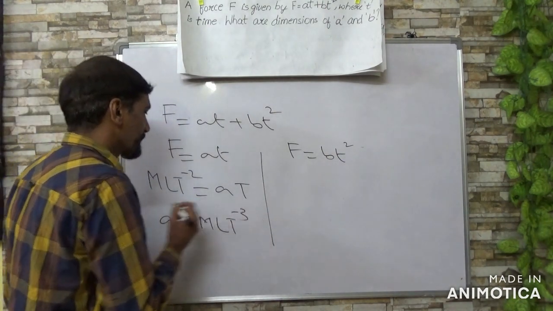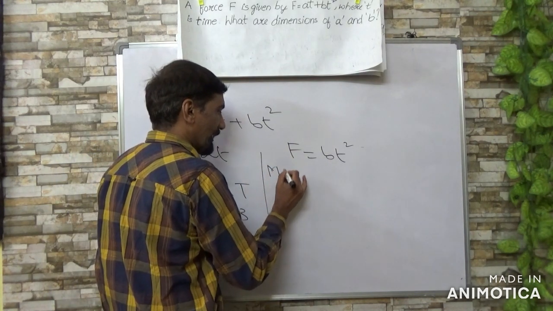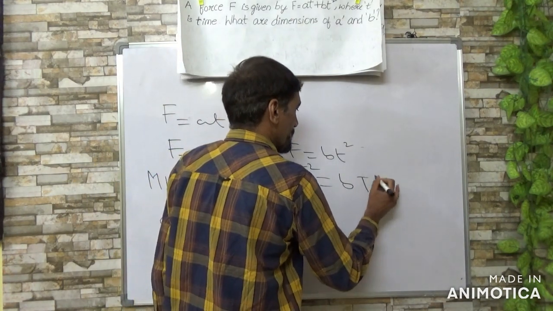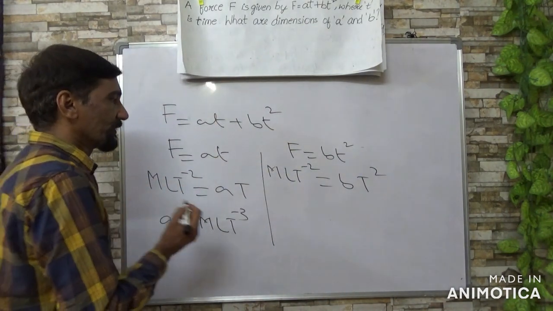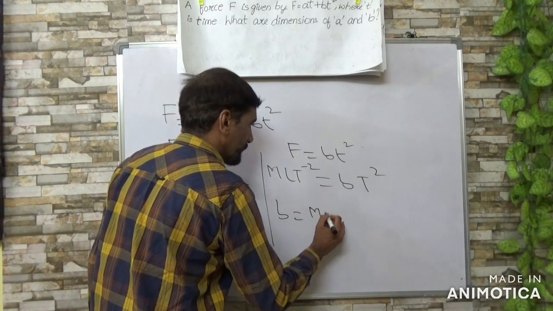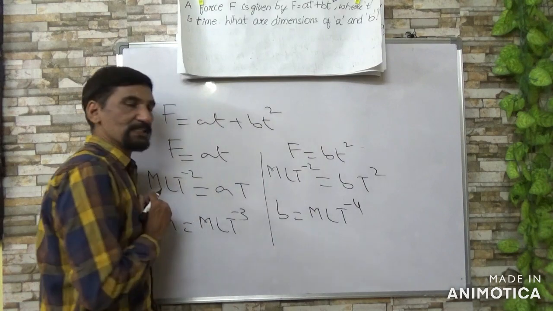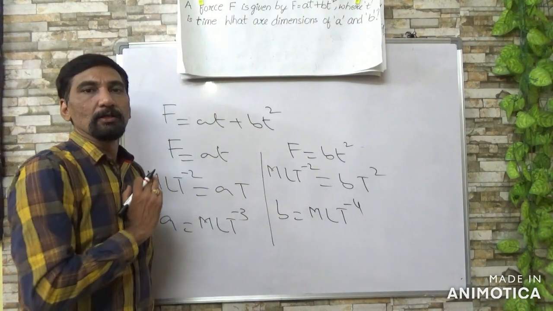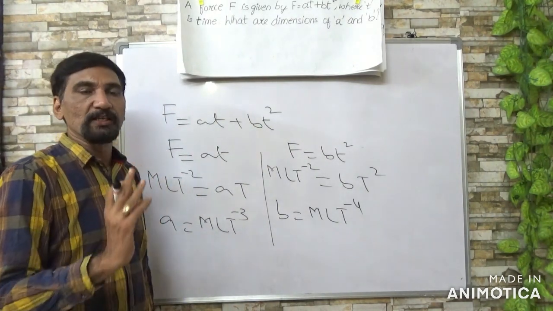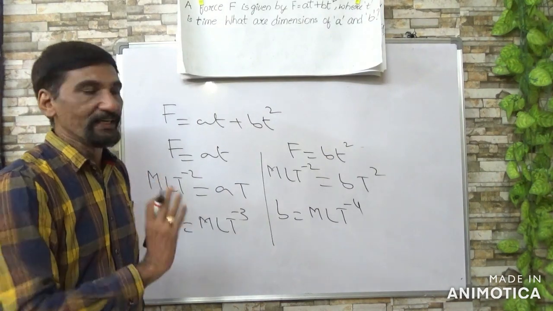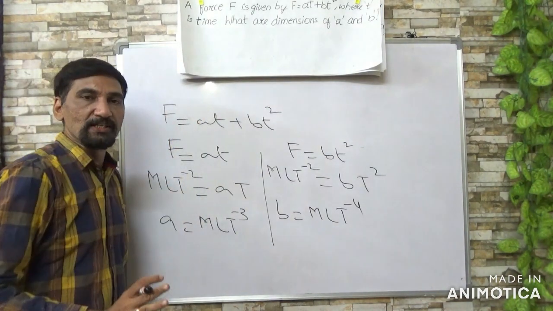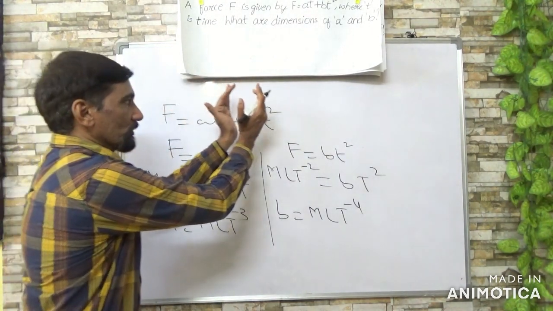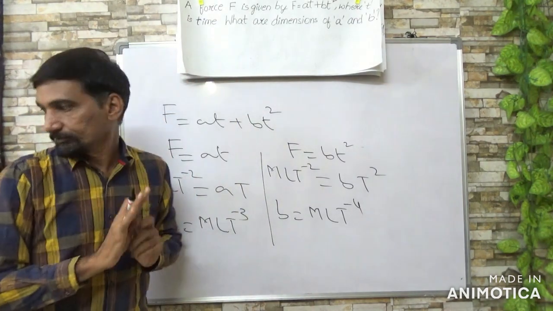Now next one, force MLT power minus 2 equal to B into T square, right? So B becomes MLT power minus 4. Okay, so in this way easily we can solve problem. So remember, over here we are using principle of homogeneity. Unless the two physical quantities are same, we cannot add or subtract. That means it is force. This is also force. Okay.